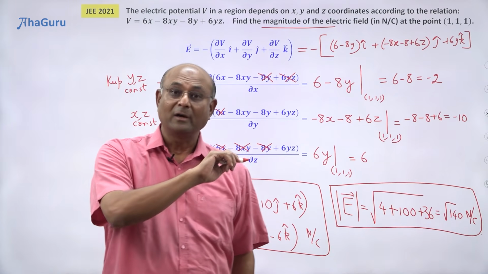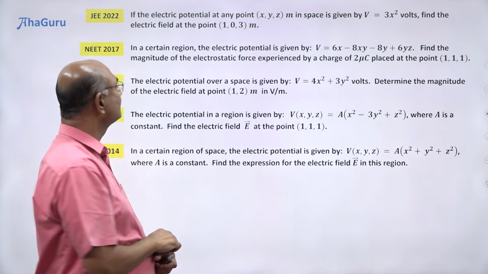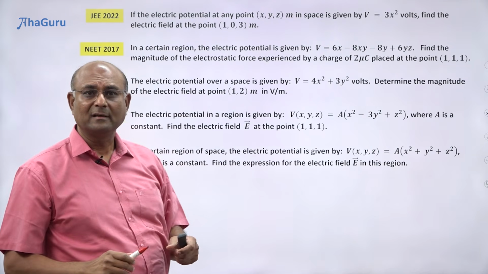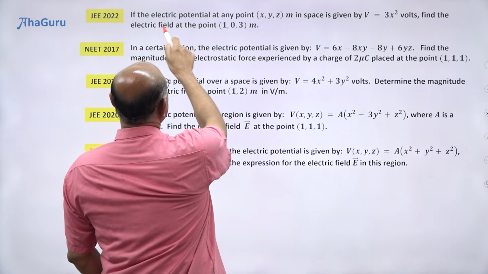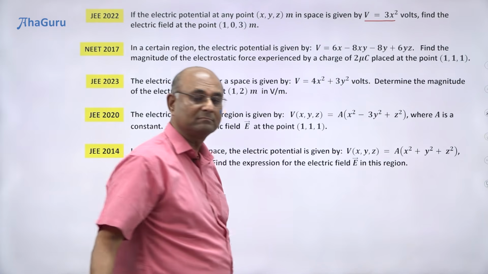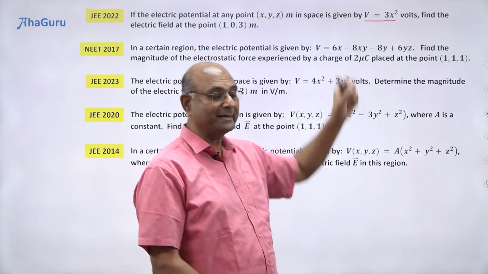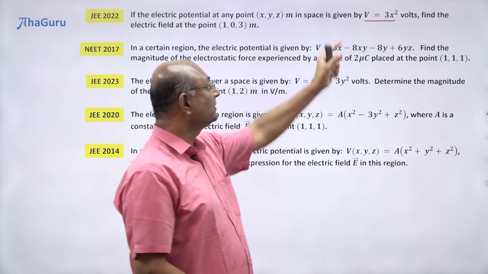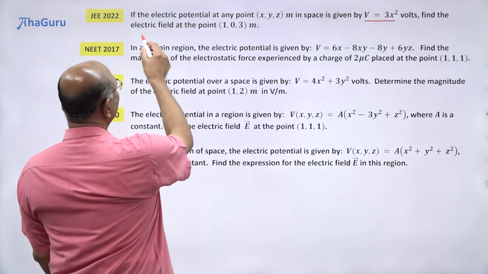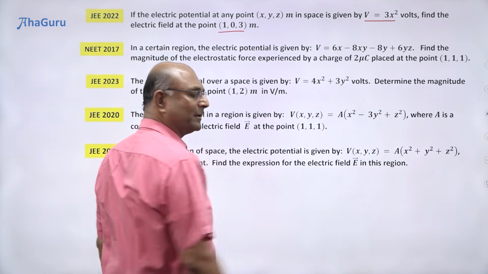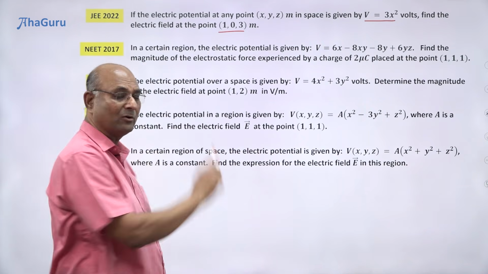Okay. Now let me look at all the other different questions. Right? If you look at each of these, is it any different from what we just did? JEE 2022. The electric potential is given like this. Well, it's only one dimensional, only in terms of x. So only dou v by dou x will matter. Dou v by dou y, 0. Dou v by dou z, 0. So you're only going to have an I cap component. And you want to find the electric field at this point. So use the formula to find the electric field at any given point and substitute 1, 0, 3. Done.